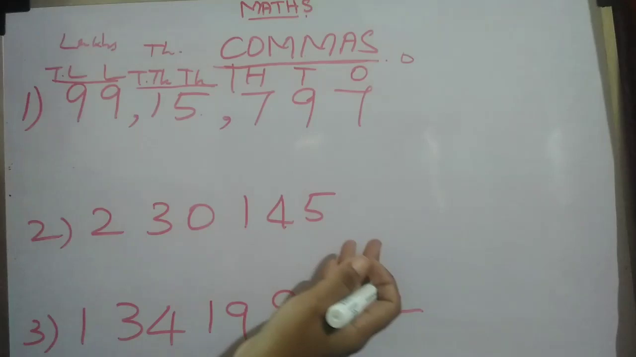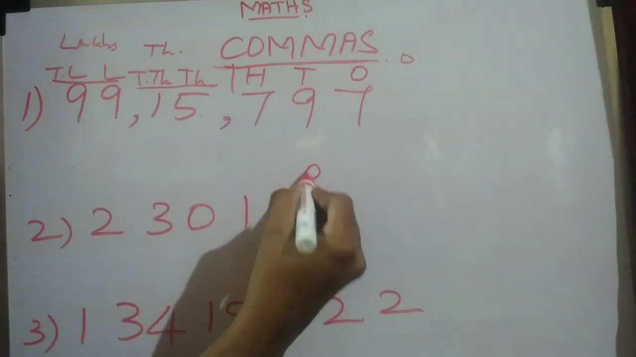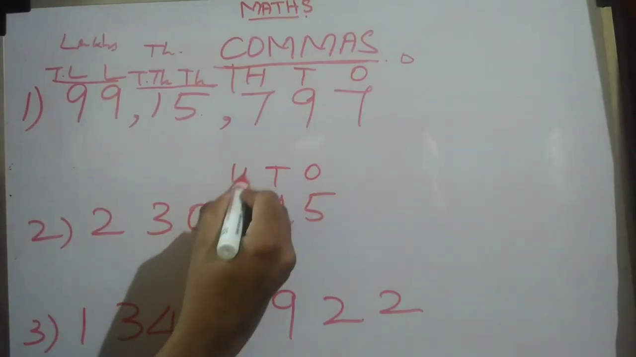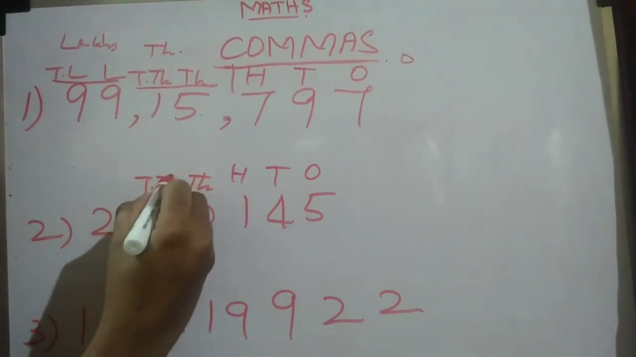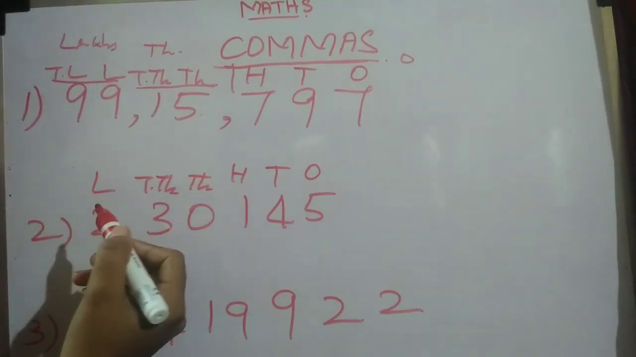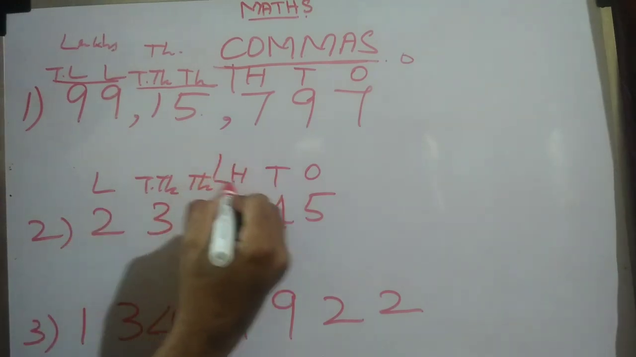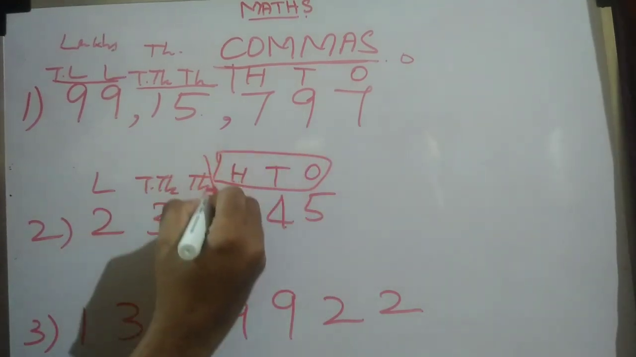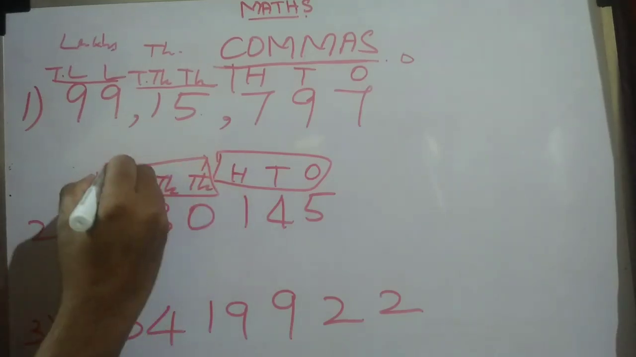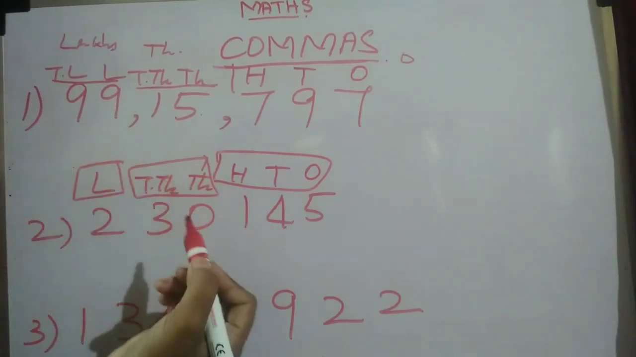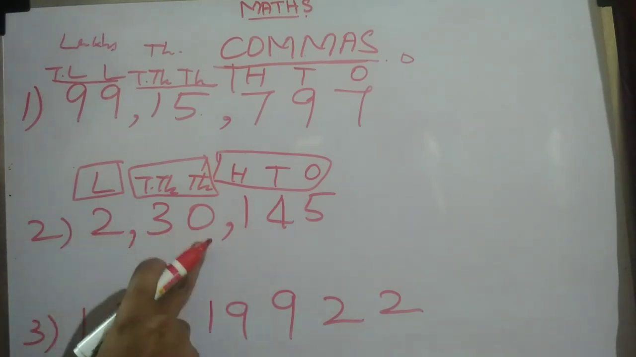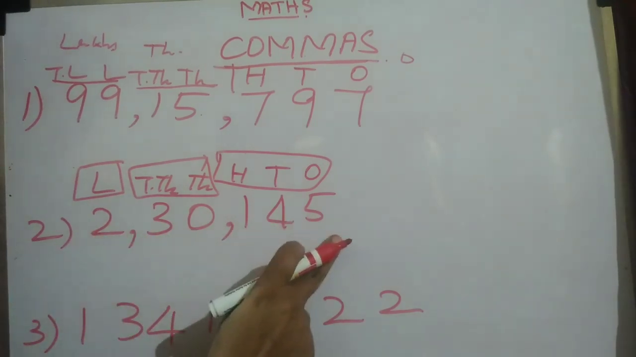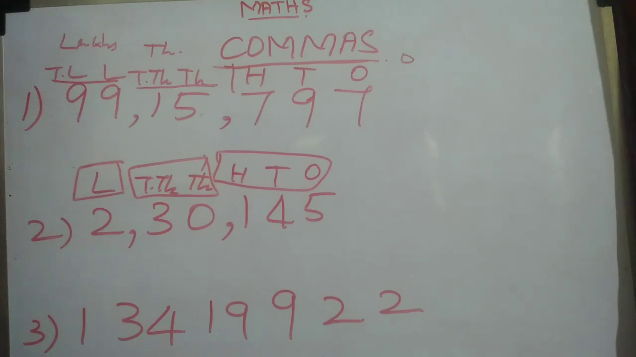Now see the second question. 2,30,145. Write the place values from right to left: ones, tens, hundreds, thousands, 10,000s, lakhs. Hundreds, tens, ones is the ones group. Thousands, 10,000s is the thousands group. Lakhs is the lakhs group. Now put commas: 2 comma 30 comma 145.